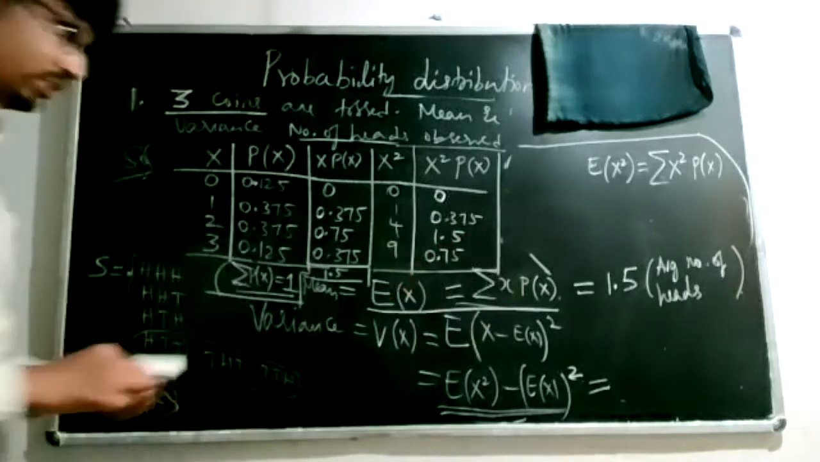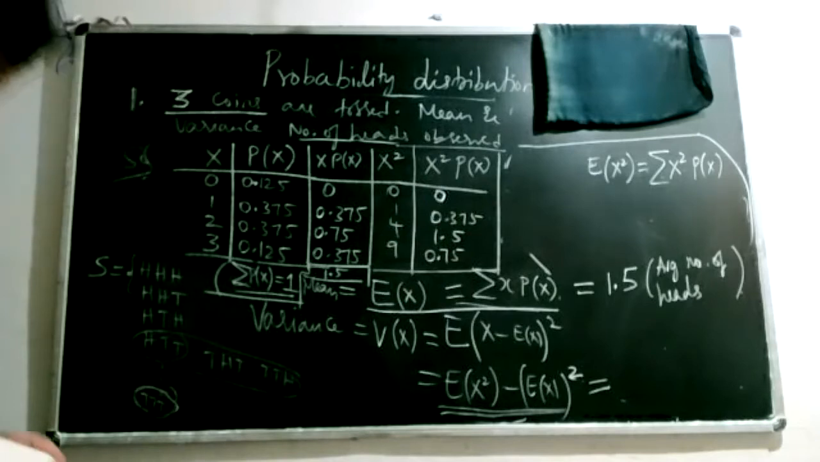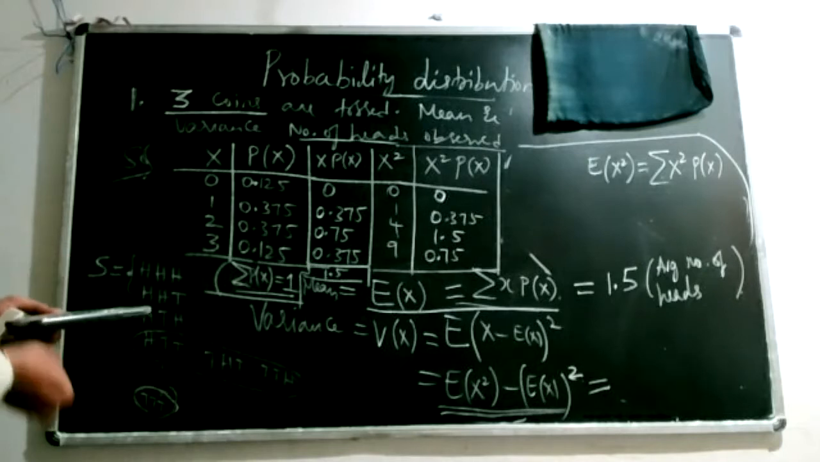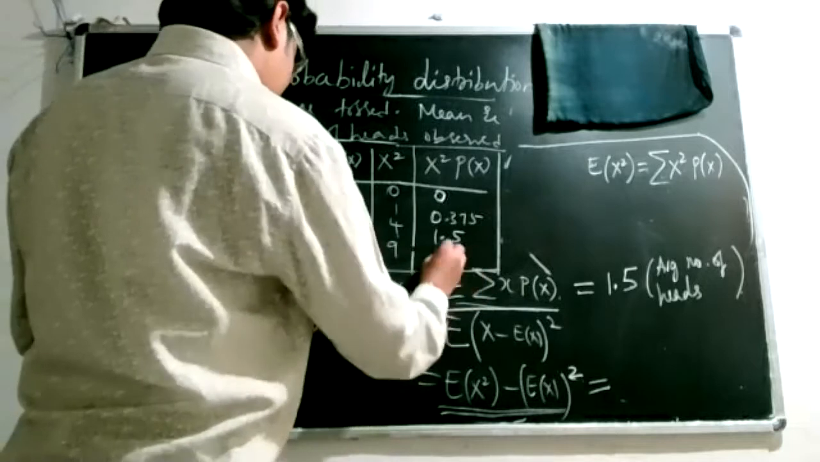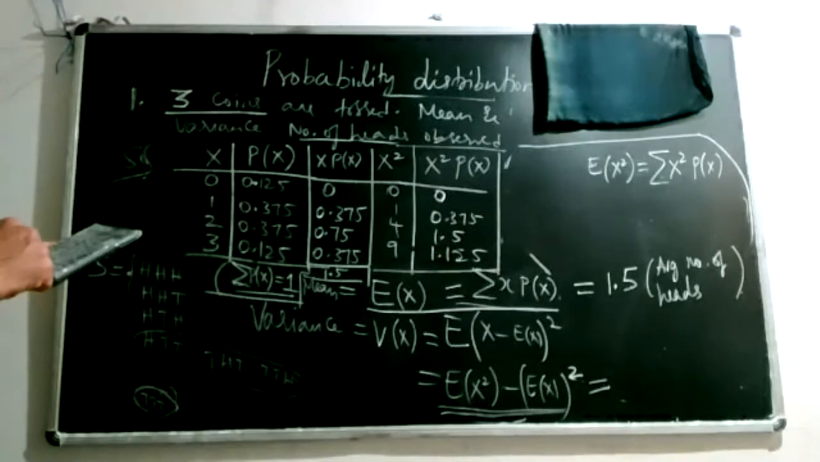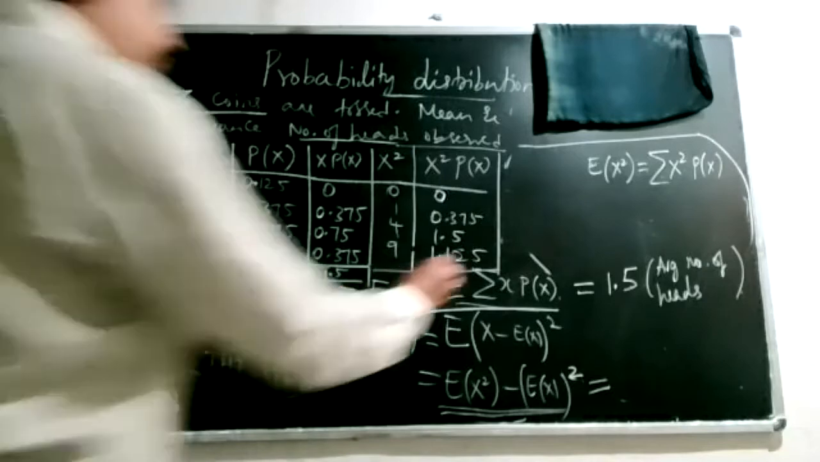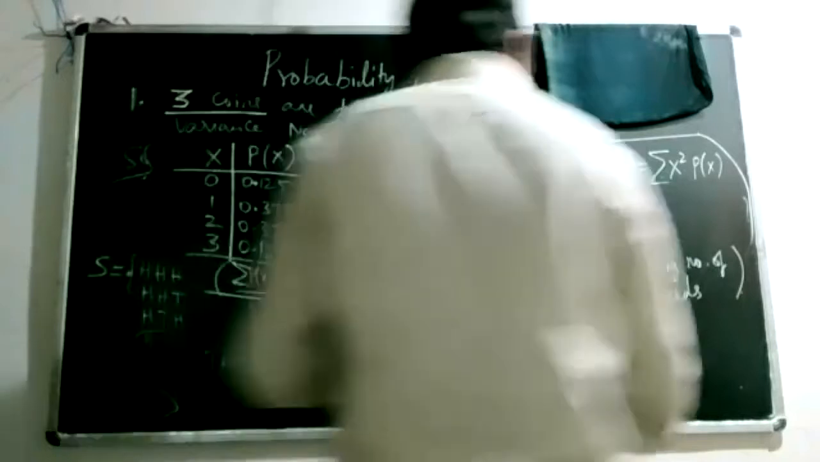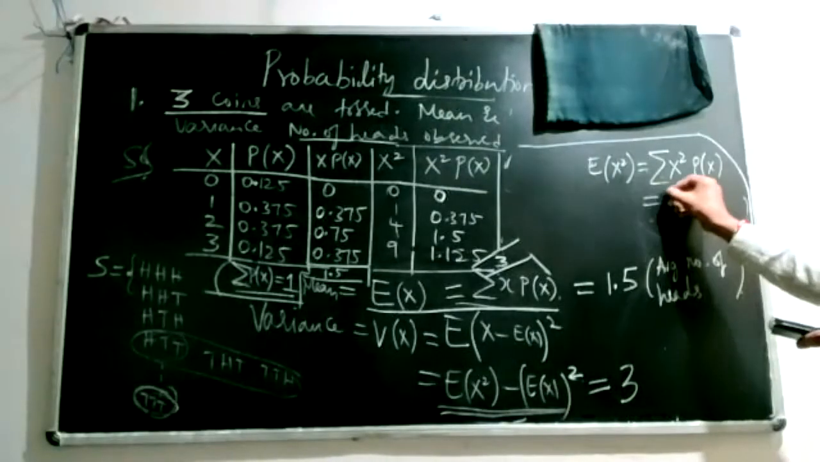So 9 into 0.125 is 1.125, 4 into 0.375 is 1.5. So this total comes to 3. So E of x square is 3.